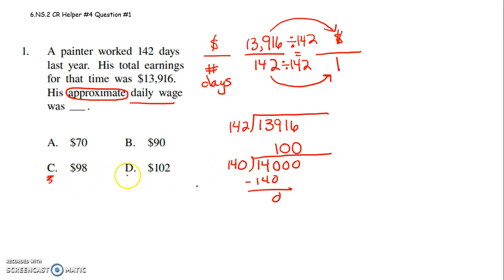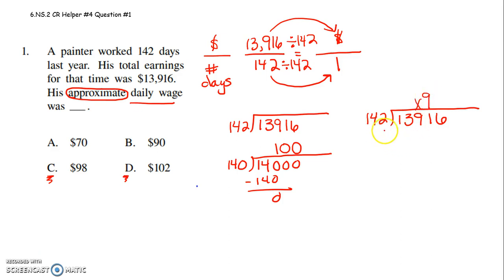Here's the problem. C and D both fall into the range. So I actually have to do this long division. 142 into 13,916. Okay, here's the deal. How many times does 142 go into 139? No. So then I have to skip over and go, how many times does 142 go into 1,391? I'm going to guess around 9.